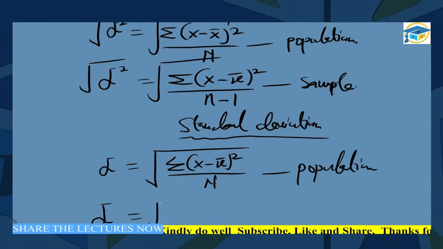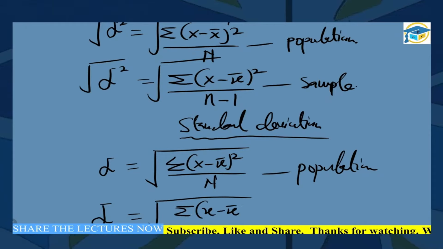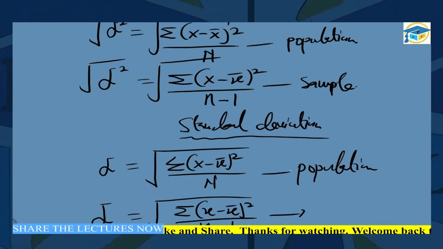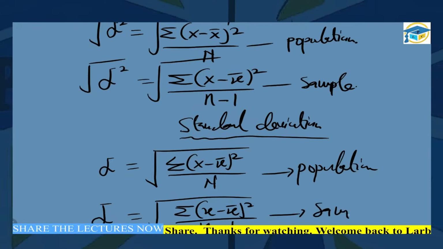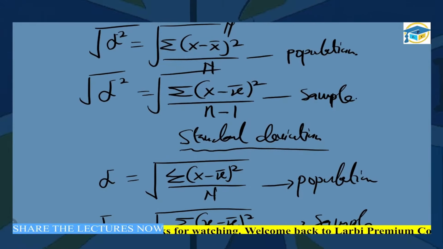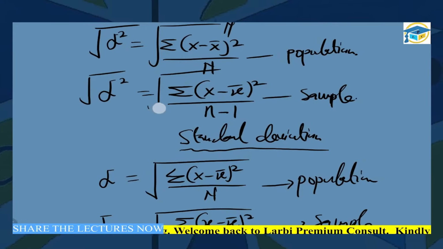So we have summation x minus x bar all squared, and then divide by n minus 1. This is for a sample. So always, once you're able to get your variance, you just find the square root of the variance. That will fetch you your standard deviation. So let's take note of that.